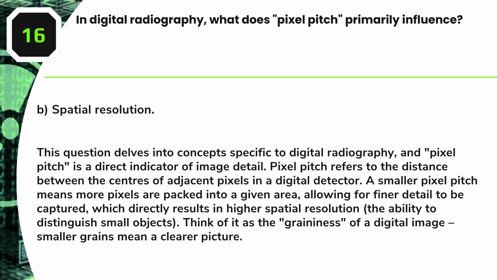Pixel pitch refers to the distance between the centers of adjacent pixels in a digital detector. A smaller pixel pitch means more pixels are packed into a given area, allowing for finer detail to be captured, which directly results in higher spatial resolution, the ability to distinguish small objects. Think of it as the graininess of a digital image. Smaller grains mean a clearer picture.